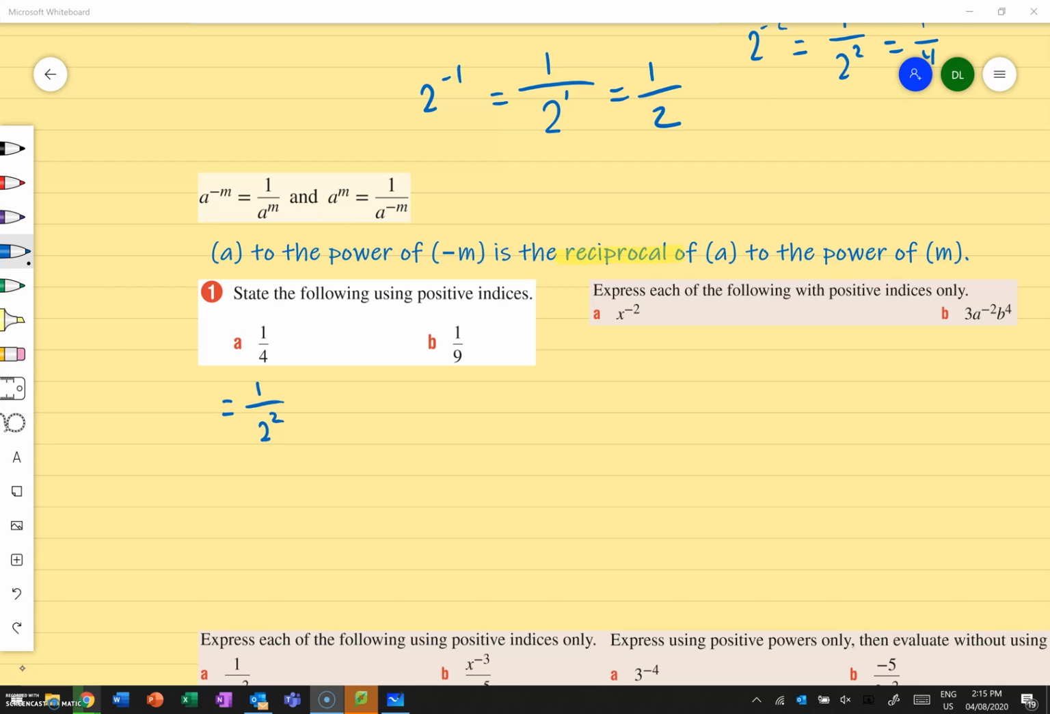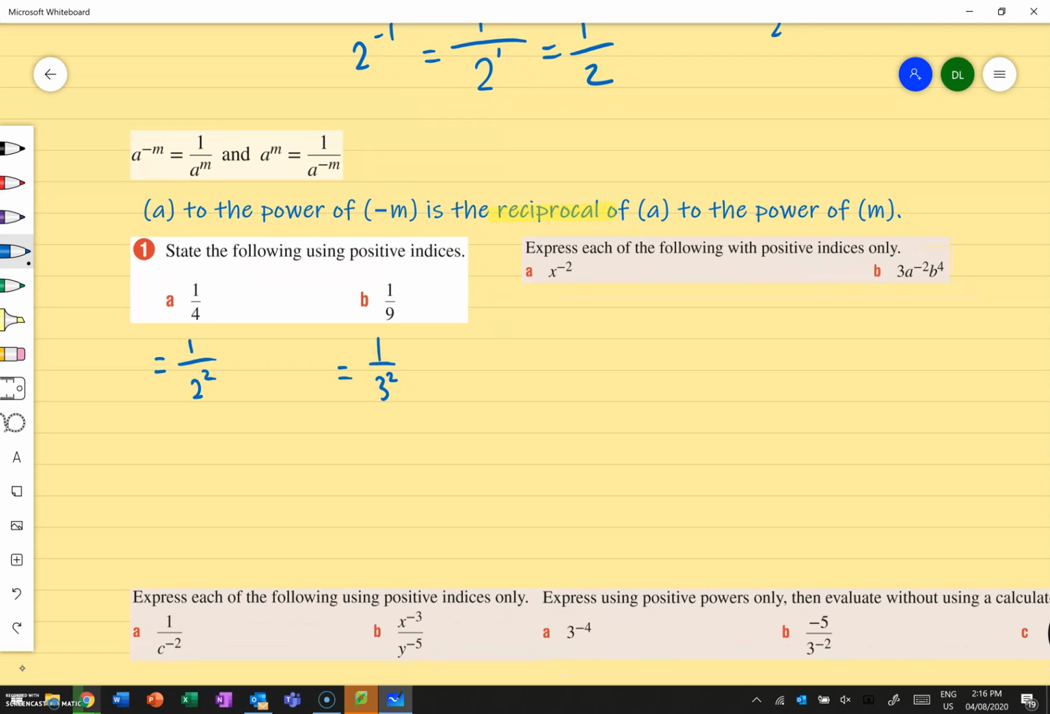So we're looking for positive indices. In this case, I've got 2 squared. If I were to change it back into this form over here, that would give me a negative indice, so I'm going to ignore that, and we can end that question there. Now, if I go over here, I've got 1 over 9. I know that 9 is the same as 3 squared, so I'll replace that and end up with 1 over 3 squared, and that's all I will be required to do for that question.